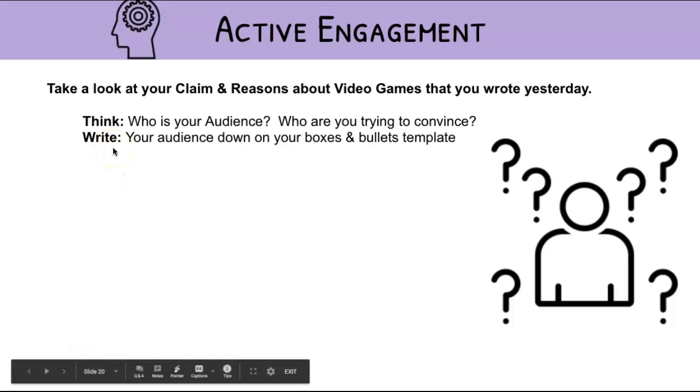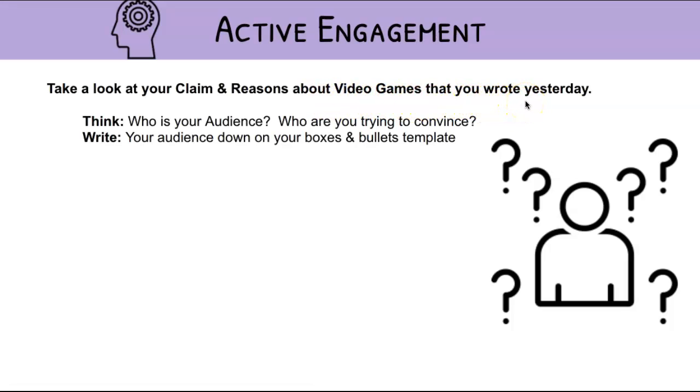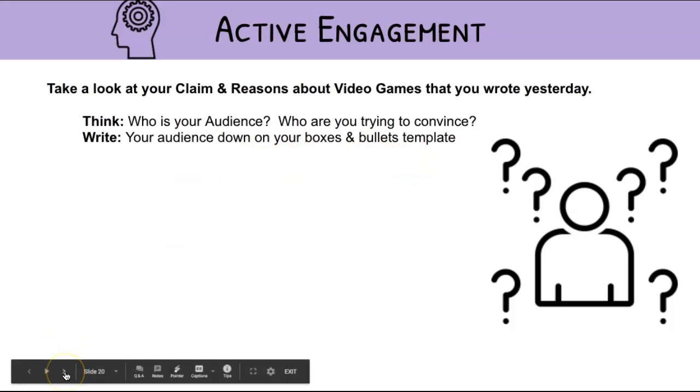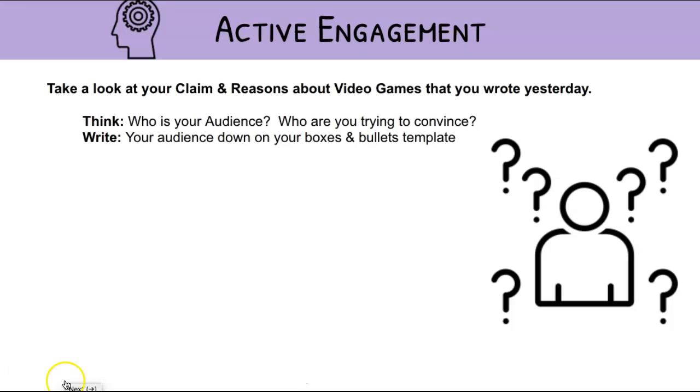So I want you to pause and think about your claim and reasons about video games that you wrote yesterday. Think, who is your audience? Who are you trying to convince? Is it your parents? Is it a teacher? Is it family? Is it friends? Who are you trying to convince about video games? Take a minute and jot down who your audience is on your boxes and bullets template. Okay, once you have your audience written down, we're going to keep going.